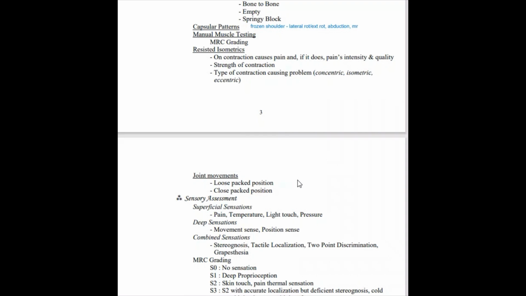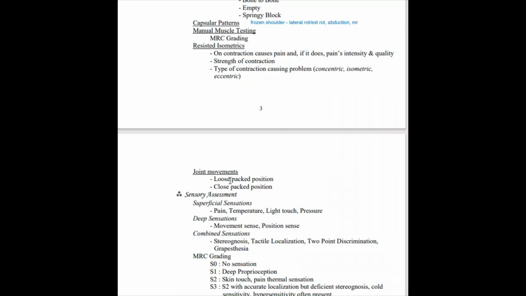Loose pack is an open pack position, when there is very little congruency between the joint surfaces or none. Close pack is fully congruent, when the joint is fully congruent. I would like to mention again that it's in David Magee's book. There are two tables given: the close pack position of the joint and the open pack position of the joint. They have mentioned everything over there.